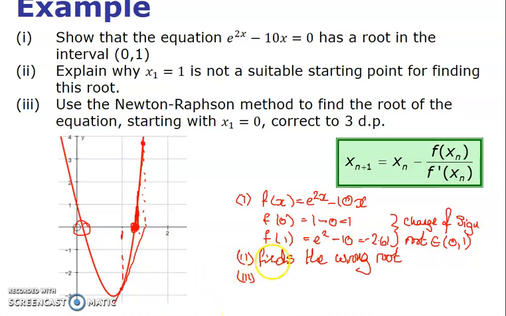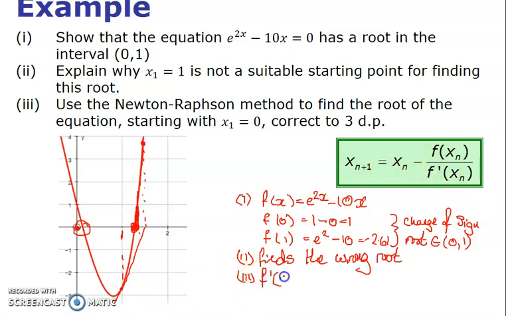Part 3, use the Newton-Raphson method to find the root. Oh, I see, it says starting now with 0. You can see it's closer. Being closer might not necessarily mean it'll find it, but I think in this case it will. So if I just note this formula, remember it has to have a differentiation involved. So I'm just going to do it now.